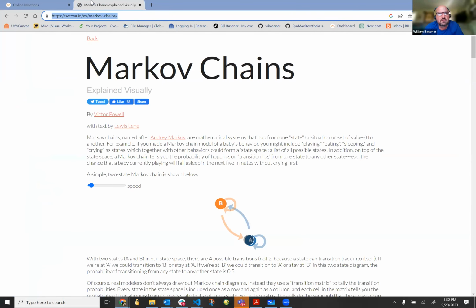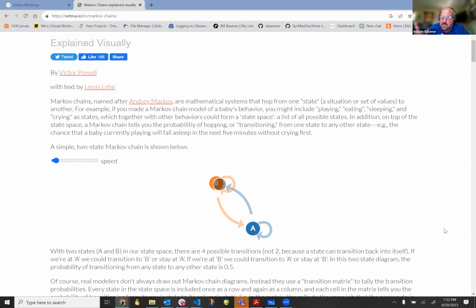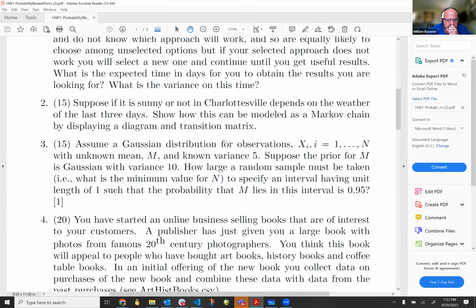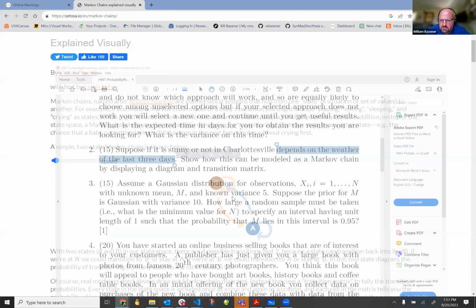A Markov chain is just a set of states. In this case, we have 2 states, A or B. You could think of rainy or sunny as a sunny state or rainy state, but really, since the problem says whether it's rainy or sunny depends on the weather of the last 3 days, we'll have to think about not just rainy or sunny as a state, but a sequence of 3 days as a state. But we'll get to that.